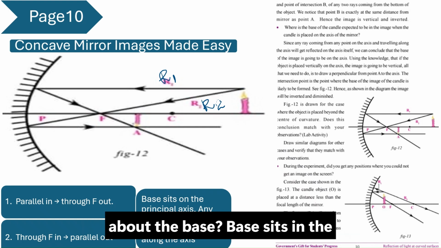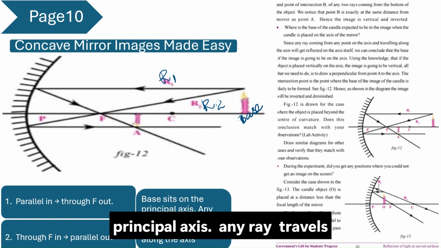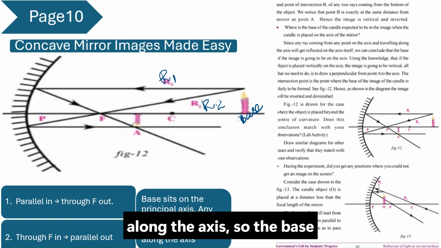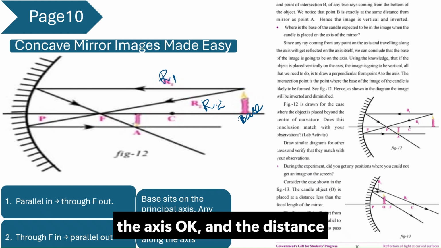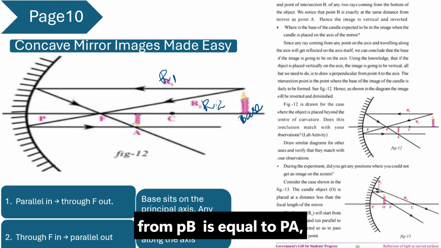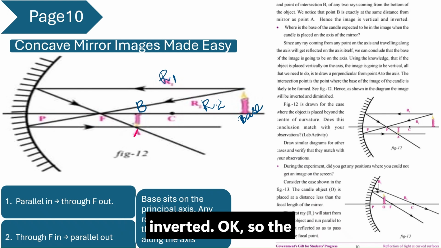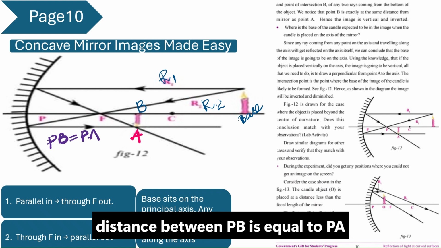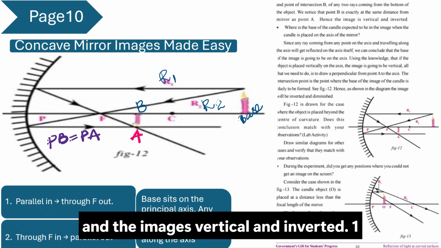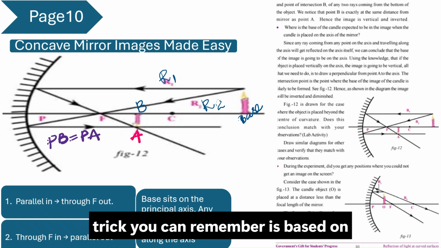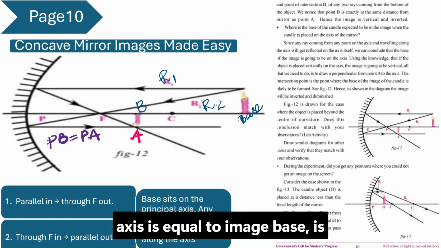Now what about the base? The base sits on the principal axis. Any ray that travels along the axis reflects back along the axis. So the base image must also be on the axis. The distance PB is equal to PA, so the image is vertical and inverted. One trick you can remember is base on axis means image base is also on axis.